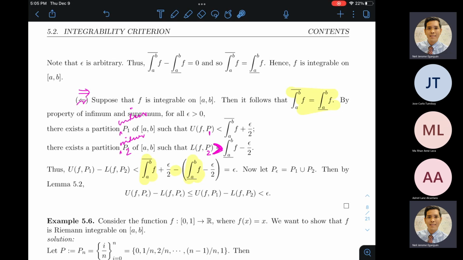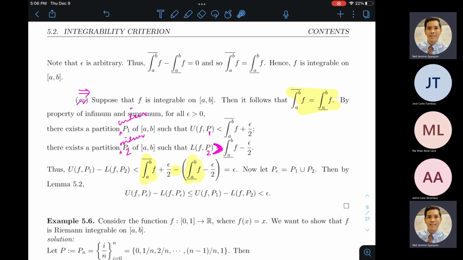Tapos dito papasok, sir, bakit mo pinili na epsilon over 2? Pwede namang epsilon na lamang. Gusto ko kasing makuha yung less than epsilon. Na-anticipate ko lang na magkakaroon ako ng plus epsilon over 2 dito, tapos minus negative epsilon over 2. Alright? So the total of that would be epsilon over 2 plus epsilon over 2 equal to epsilon. And so now, we can say that we have U of f of P1 minus L of f of P2 is less than epsilon. Tapos, gagamitin ko yung refinement property.